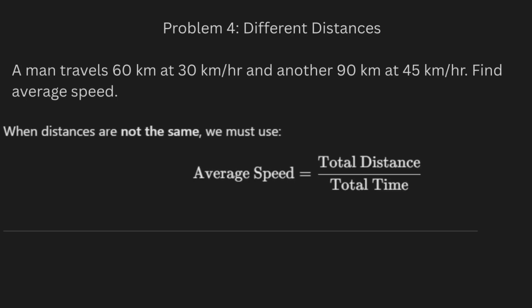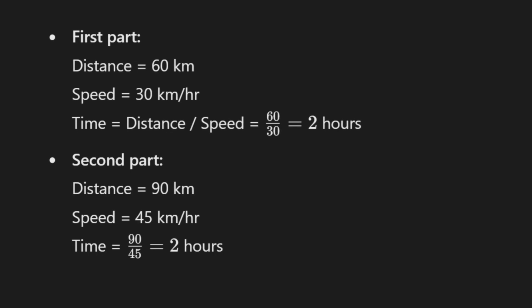Let's jump into another sum. A man travels 60 km at 30 km per hour and another 90 km at 45 km per hour. Find the average speed. When distances are not the same, we must use this formula for average speed. That is, speed is equal to total distance by total time. That's a speed formula. So the given data was first part and second part. We can separate like that. Distance is equal to 60 and speed is equal to 30. If we calculate time for this, we got 2 hours, 60 by 30.